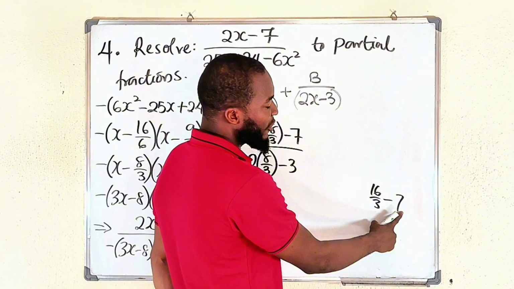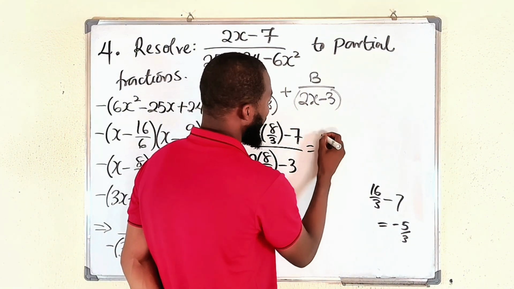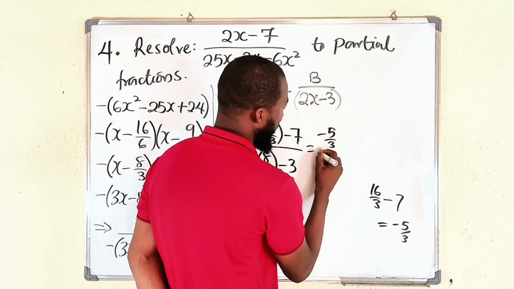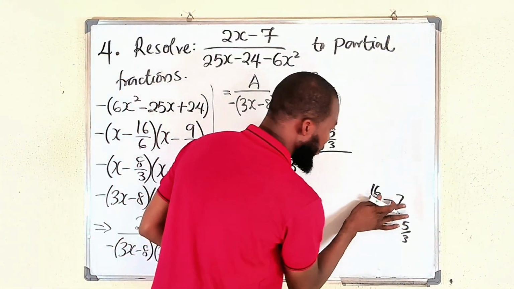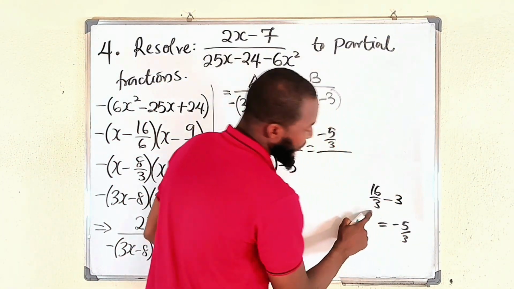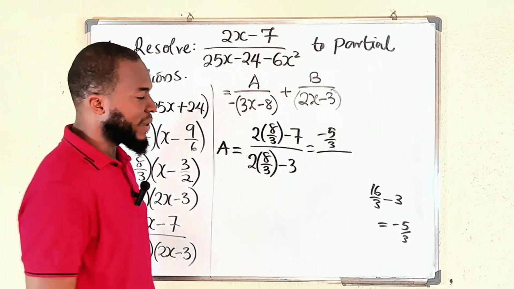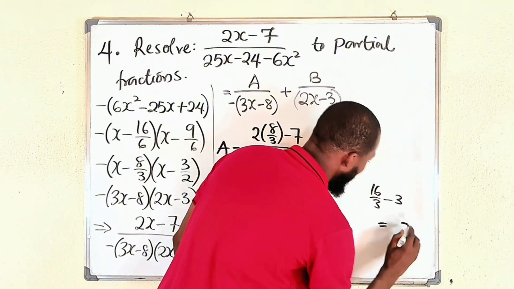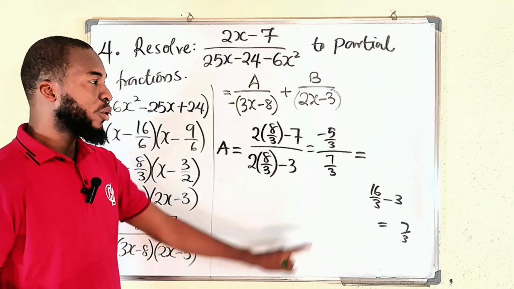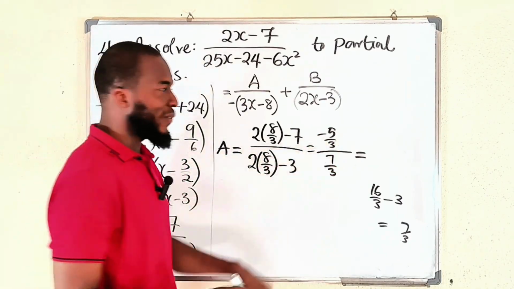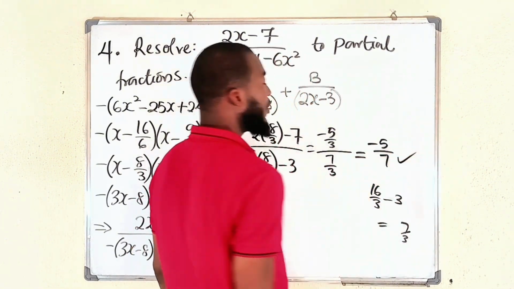So 16 minus 21 is minus 5, right? This is minus 5 over 3. So at the top we have minus 5 divided by 3. Then at the bottom, this is the same thing, 16 over 3 minus 3, right? 3 times 3 is 9, and 16 minus 9 is 7. So this will give us 7 over 3. If you multiply the top and the bottom by 3, the top gives you just minus 5 and the bottom gives you just 7. So this is the value of A.